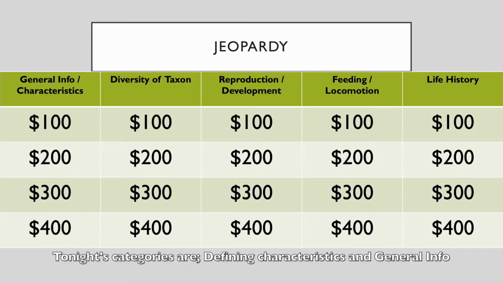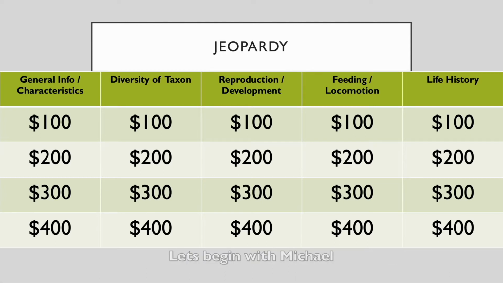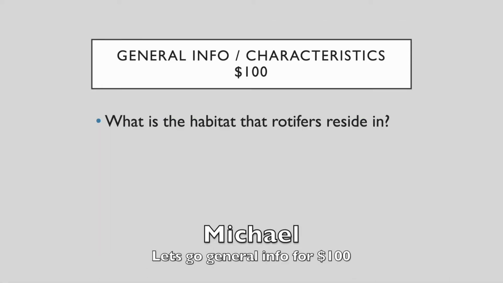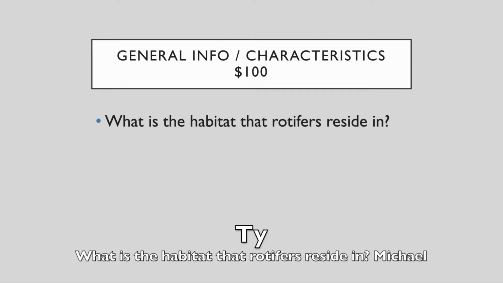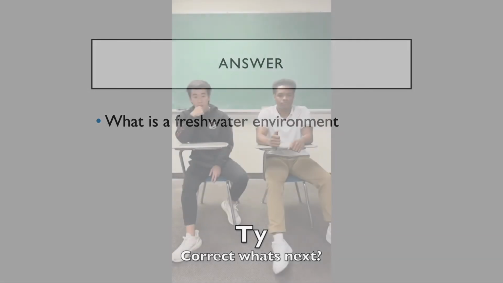Tonight's categories are defining characteristics and general info, diversity, reproduction and development, feeding and locomotion, and life history. Let's begin with Michael. Let's go general info for 100. What is the habitat that rotifers reside in? Michael: What is freshwater? Correct. What's next? Let's go general info 200.